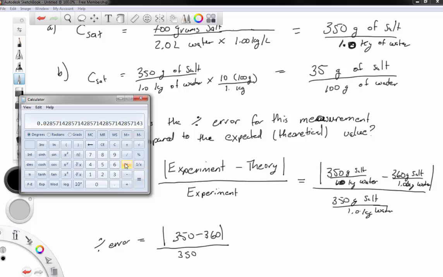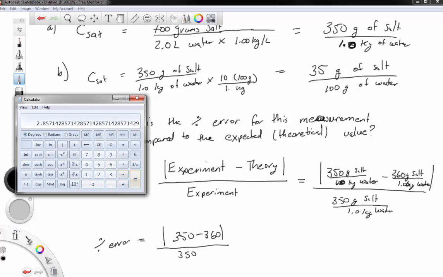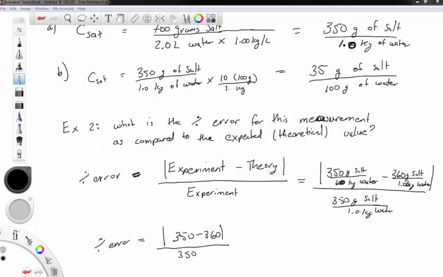And actually we need to convert it to a percent, we need to now multiply by 100%. And so you end up with a percent error of 2.8. So really I should also have a times 100% in here. And so this is 2.857. So we'll call it 2.9% error.